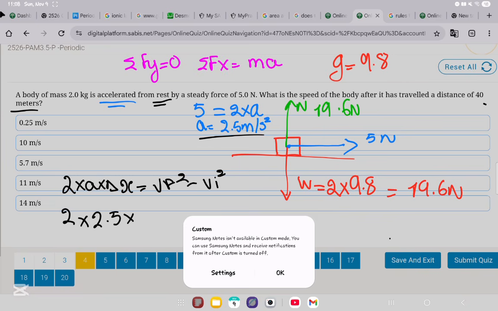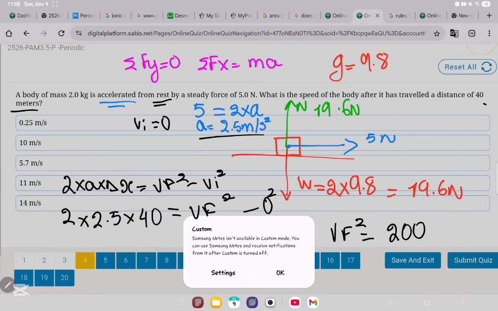2 times 2.5 times delta x, which was 40, is equal to v final squared, which we need to find, minus v initial squared. Because it was at rest, v initial was 0, so minus 0 squared. So v final squared is 2 times 2.5 times 40, which is 200 meters squared per second squared. Don't forget this is v final squared, so we need to take the square root on both sides. The square root of 200 gives v final of about 14 meters per second.